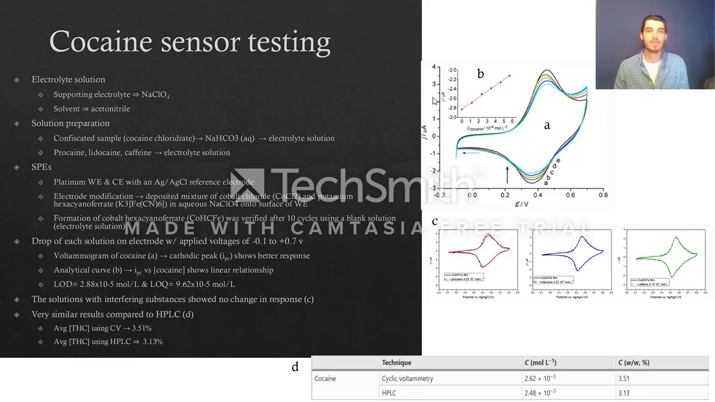When comparing the voltammetric results and the ones obtained by HPLC in Figure D, very similar results can be seen, where cyclic voltammetry determined the concentrations to be 3.51% and HPLC determined it to be 3.13%.